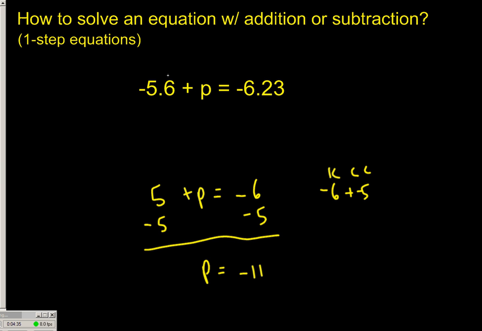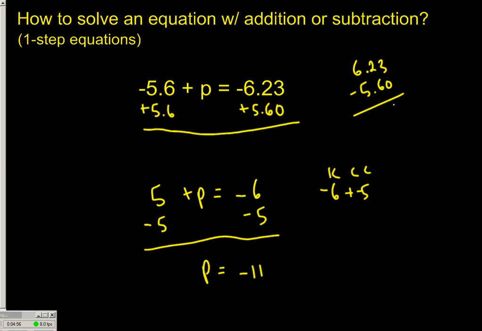So basically I've got to get this number away from the p. So since it's negative 5.6, I'll add 5.6, and then I add the same to the other side to keep the balance. How do I do mixed signs? Pretty much you just subtract them, right? And then you keep the sign with the number with the greatest absolute value. And here I'll have to borrow. So it becomes 0.63, and the negative had the greatest absolute value, so p is going to equal negative 63 hundredths.